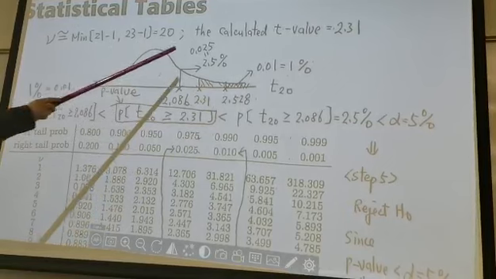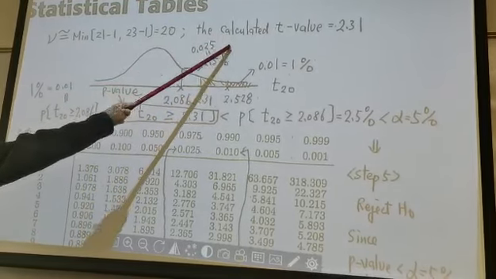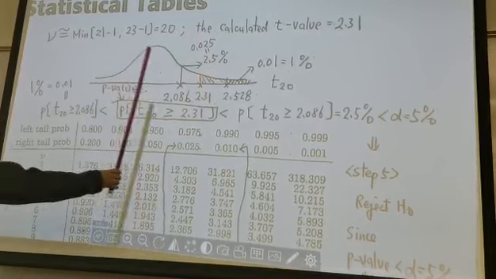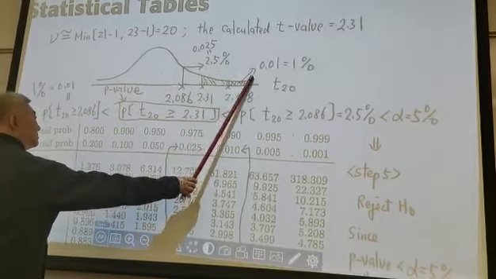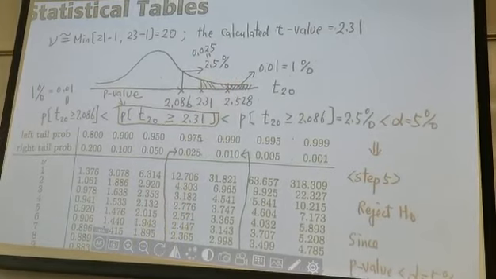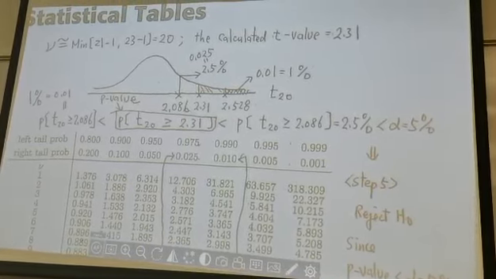And we know from the previous calculation, the calculated test statistic is 2.31. So this is our p-value, the upper tail. The red upper tail is 2.31. But let's see, how can we use the t-table? Okay.